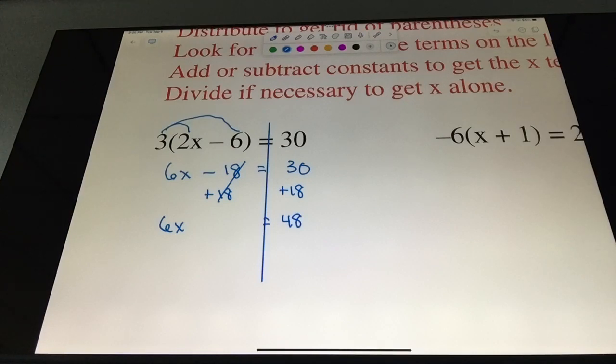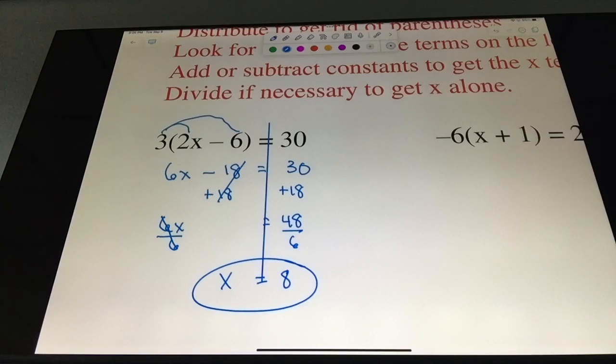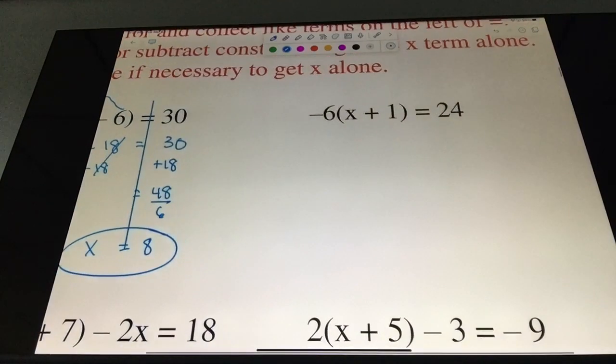Last step, to get the x alone, divide by 6. That cancels out, and x equals 8. So again, very methodic, one thing after the other.